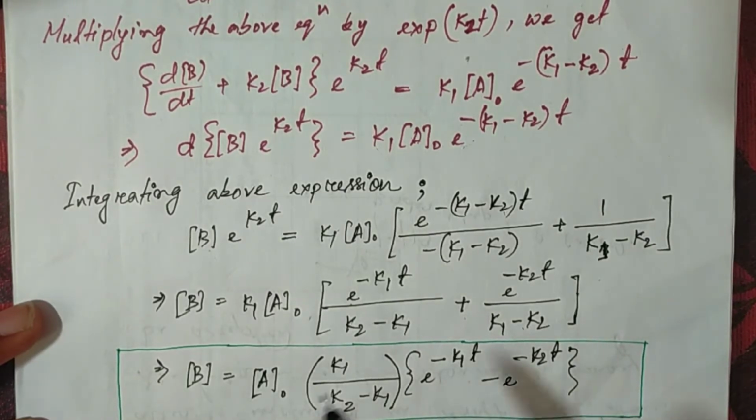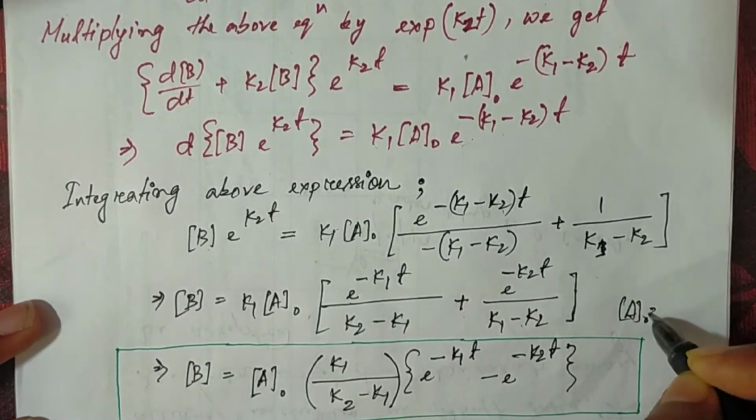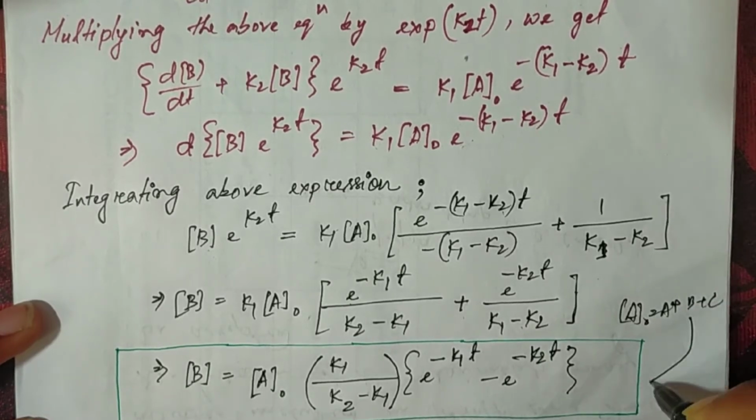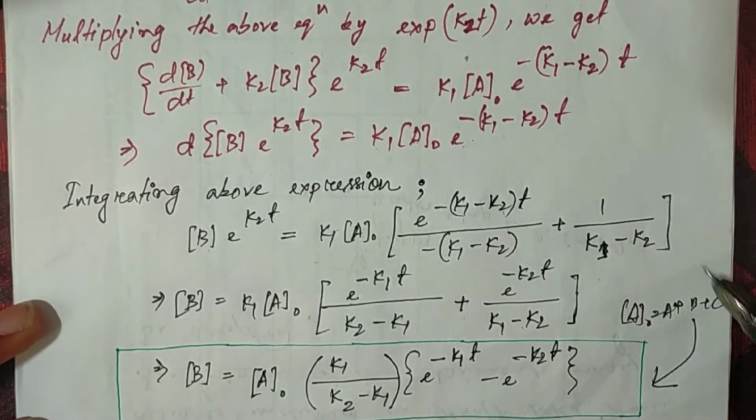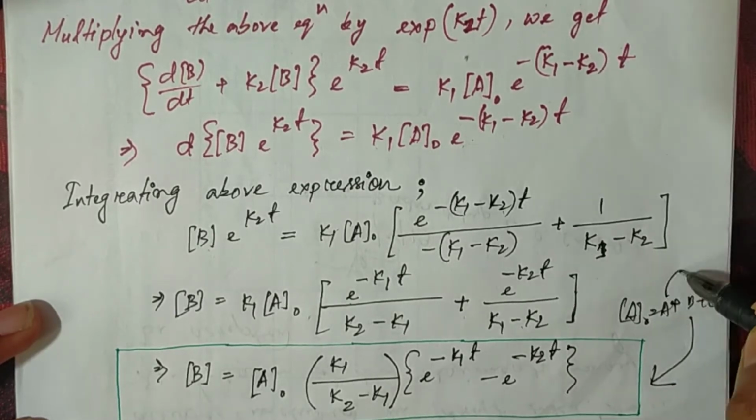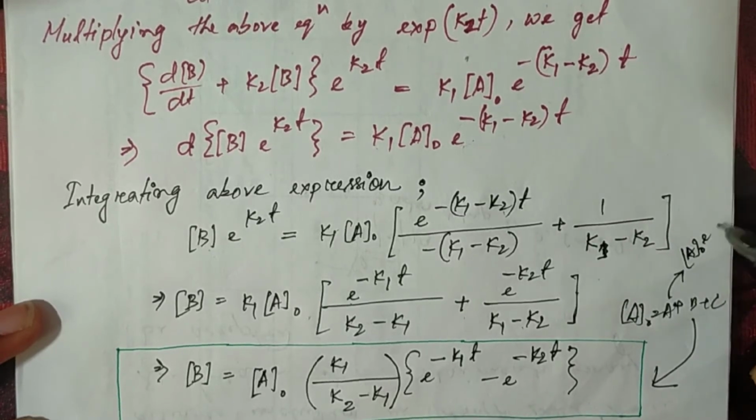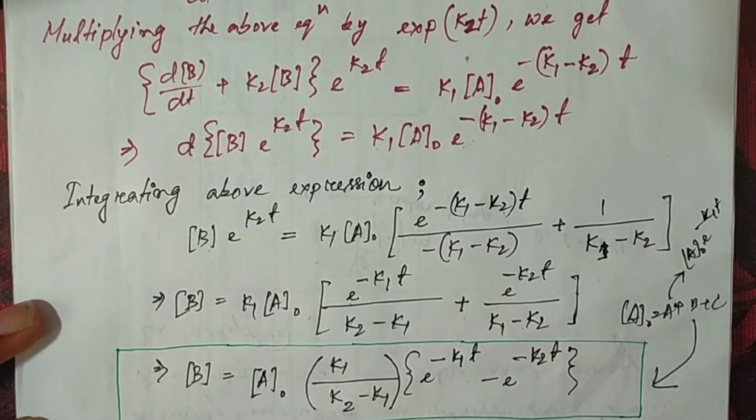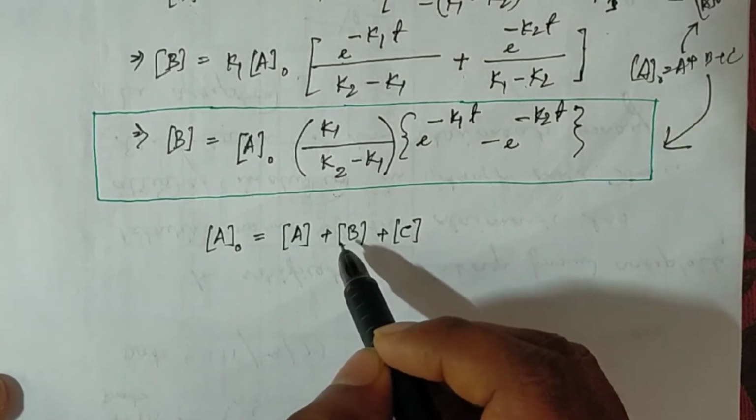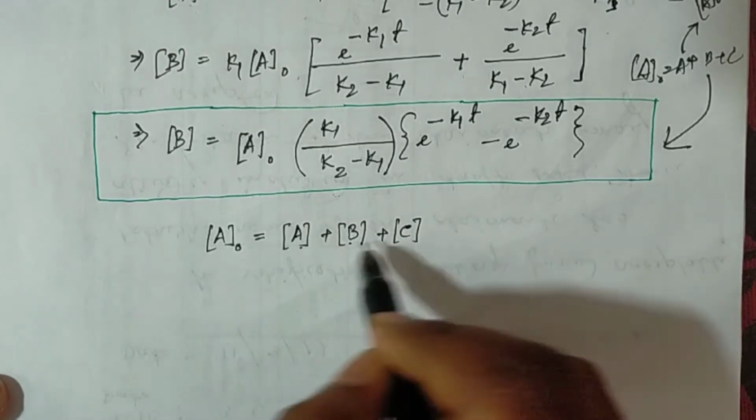Product B means, as we have written there, a naught is equal to a plus b plus c. So b is this one, and in the previous step we have got a naught e to the power minus k1t. Okay, in the next step we will put the value of a and b in this equation.